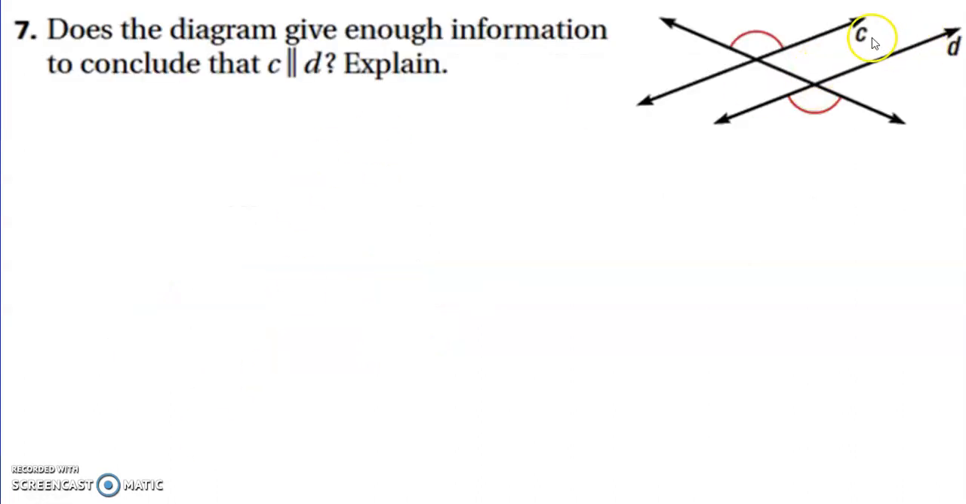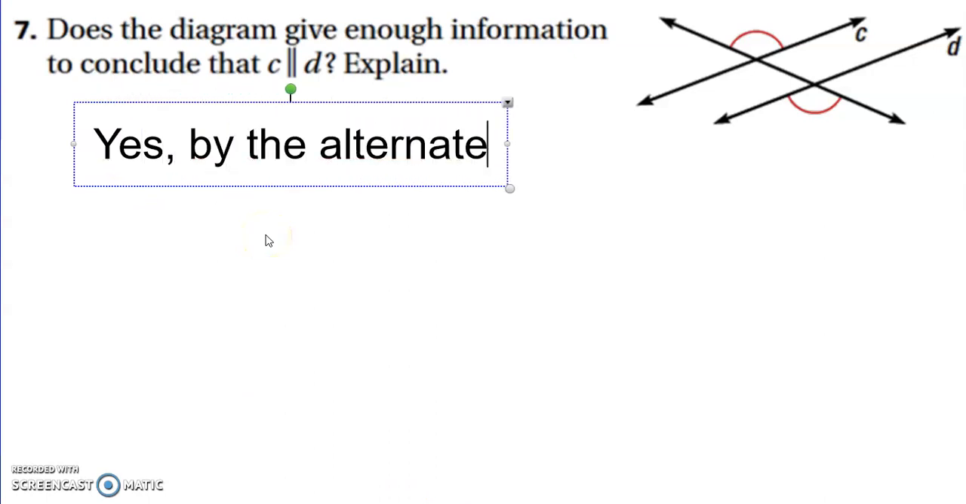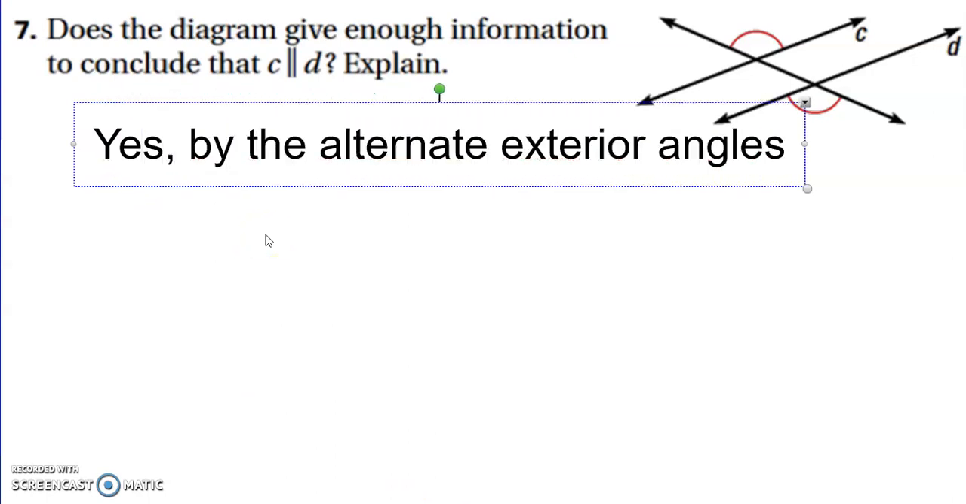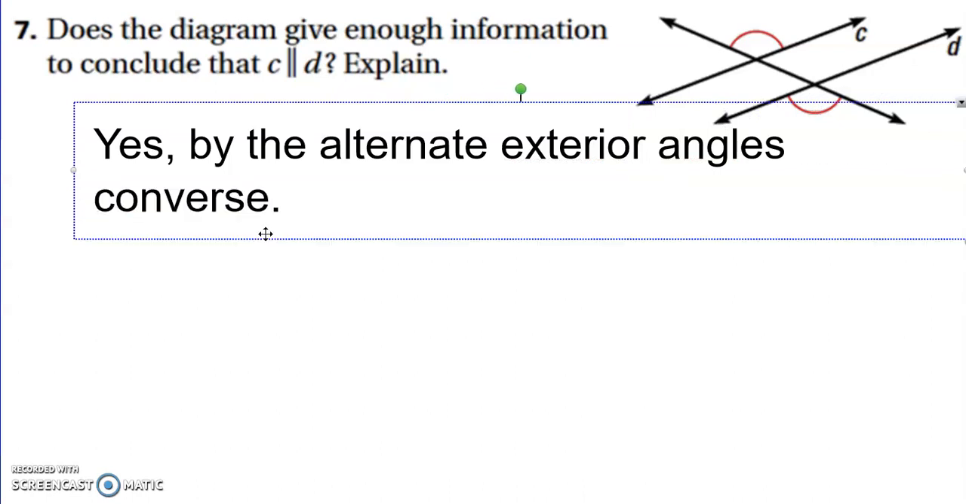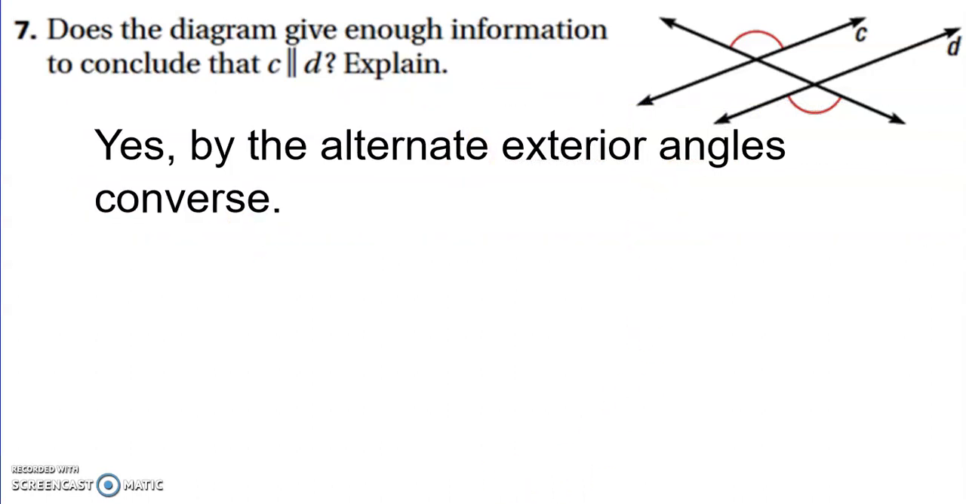Do we have enough information to say that C is parallel to D? Yes, these are alternate exterior angles that are congruent. So by the alternate exterior angles converse, we can say that C is parallel to line D.